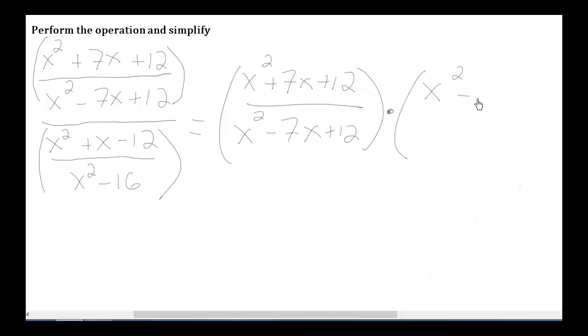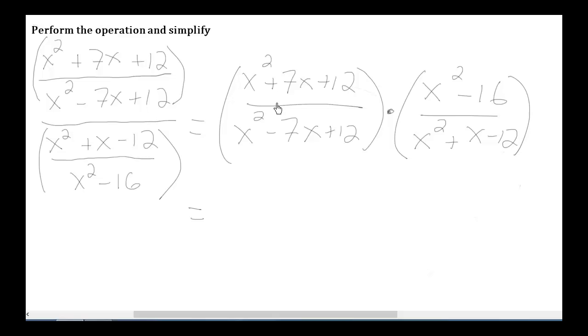x squared minus 16 over x squared plus x minus 12. Okay, now I'm going to factor all the tops and all the bottoms. Here's a note. You can't cancel until you start factoring. So even though this is a 12 and this is a 12, you can't cancel them. They've got to be factored first. You need products in order to cancel out.